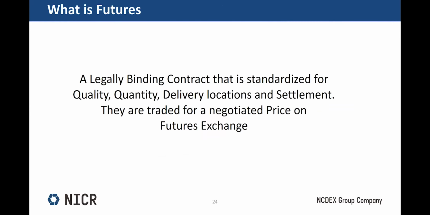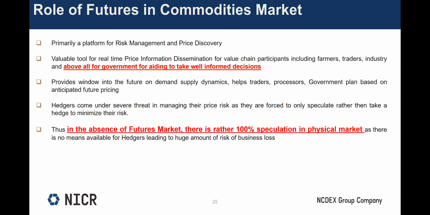So ultimately, if we can define in a single sentence what futures is, it's a legally binding contract that is standardized for quality, quantity, delivery locations, and settlement. They are traded for a negotiated price on a futures exchange, and that helps in discovering the price and ultimately price risk management. So once we have discovered the price and once we have managed the price risk, what exactly does it do, as we were talking about, that it's the primary function.